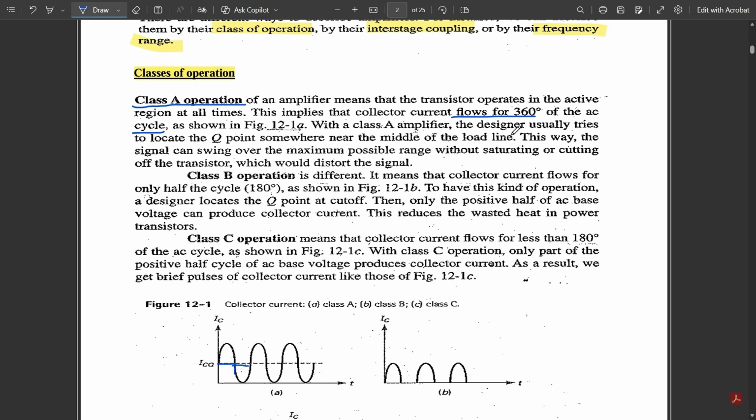With a class A amplifier, the designer usually tries to locate the Q point somewhere near the middle of the load line. This way the signal can swing over the maximum possible range without saturating or cutting off the transistor, which would distort the signal. So this is with respect to class A.